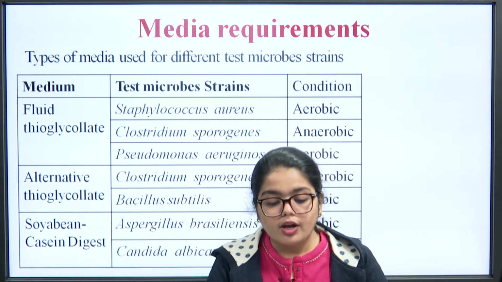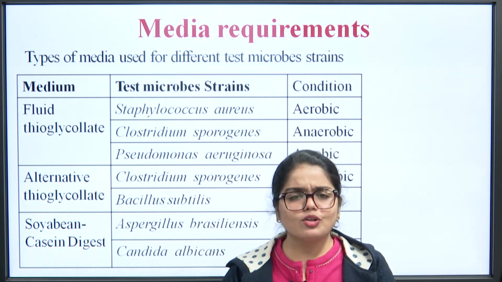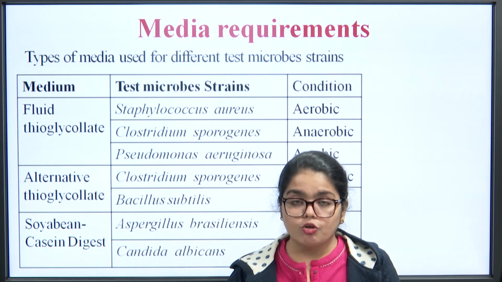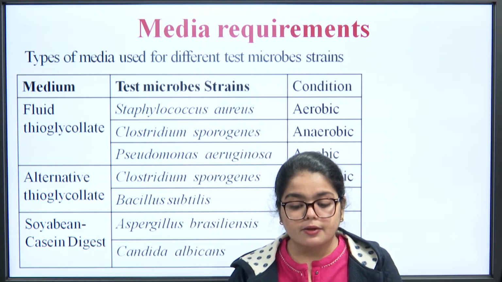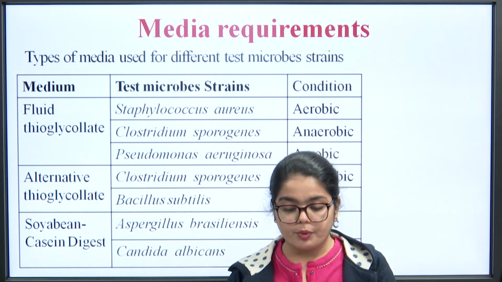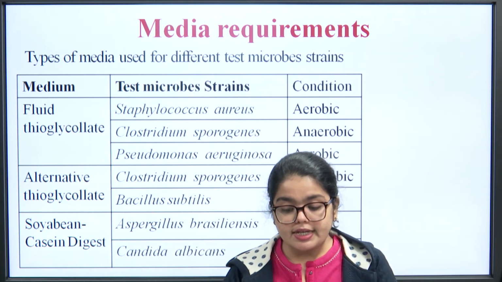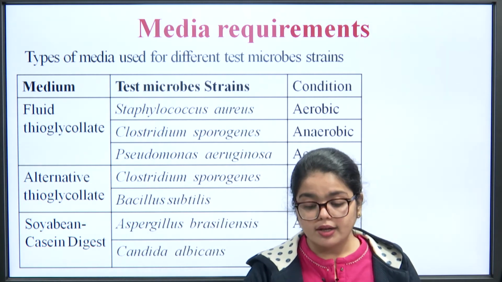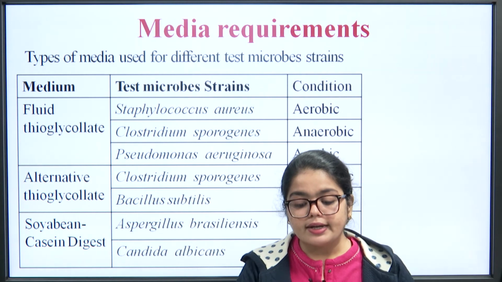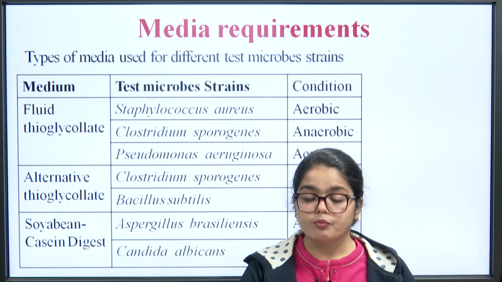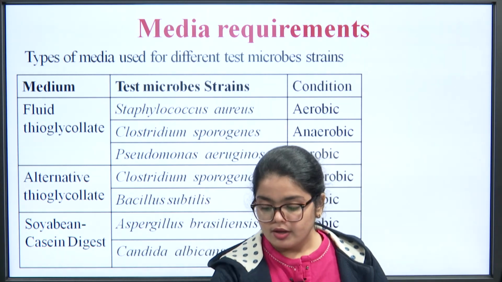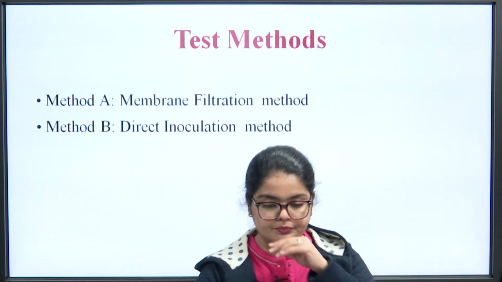Then alternative thioglycolate medium, it also allows almost both, but more prominently it favors aerobic ones. So, first is Clostridium sporogenes, again anaerobic, and Bacillus subtilis, it is aerobic bacteria. So, soybean casein digest allows aerobic ones: Aspergillus brasiliensis, and Candida albicans, fungi, that is aerobic. Both the organisms are aerobic, and this media supports only aerobic ones. So, coming to the next slide.